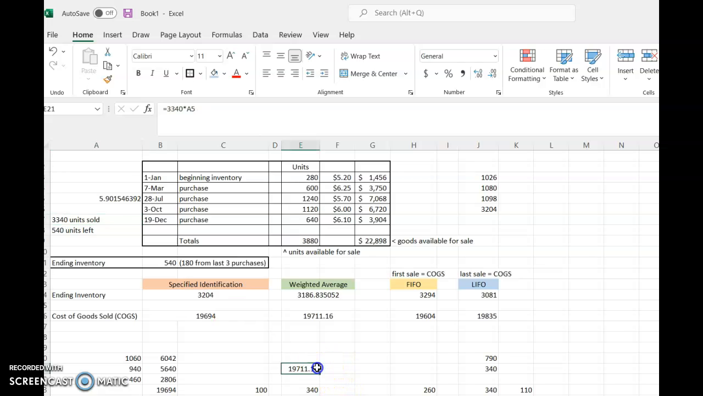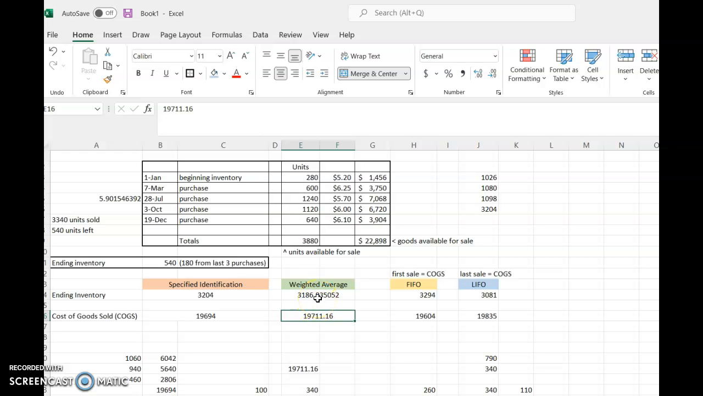So when I do that down here, we're just going to multiply the units sold number, once again, that we found up there by subtracting the ending inventory from the total units, and we're going to multiply that number by the average price number of 5.901, so on and so forth. And that gives us the cost of goods sold for the weighted average of 197.11.16. You can see here.